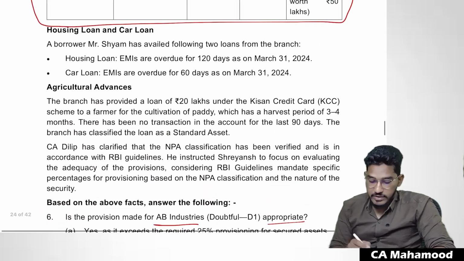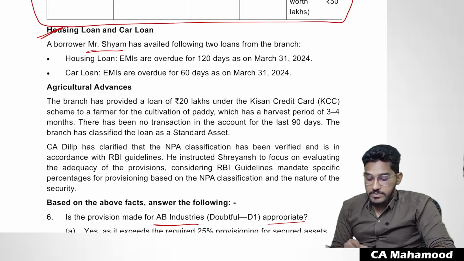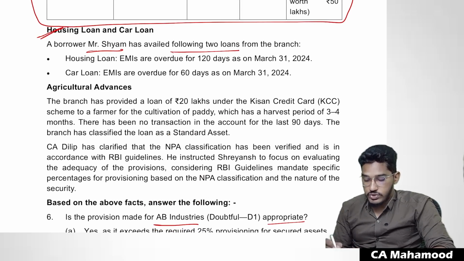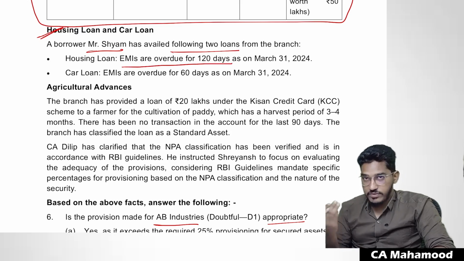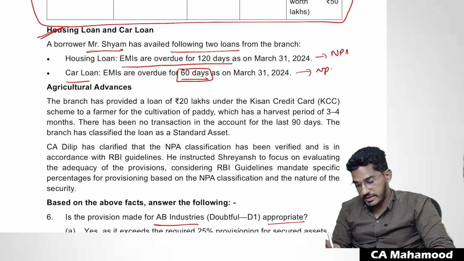However, we have the rest of the case study. A borrower, Mr. Shyam, has availed the following 2 loans from the branch. Housing loan EMIs are overdue for 120 days as on 31st of March. So outstanding for more than 90 days, it has to be classified as NPA. And he has also taken a car loan where EMIs are overdue only for 60 days. Now you tell me, since this account hasn't become overdue, will we classify it as NPA? Yes, still you will classify it as NPA.